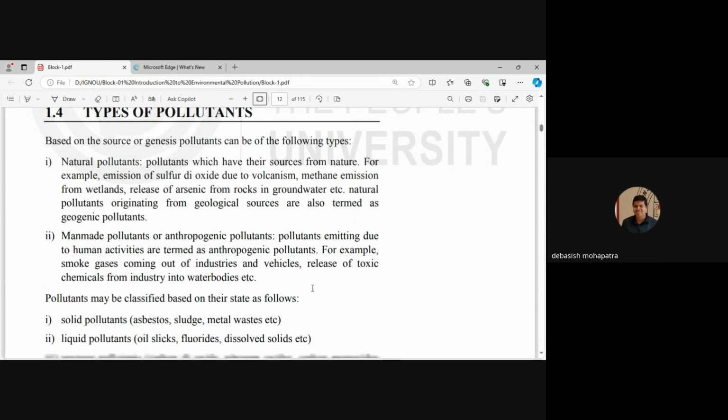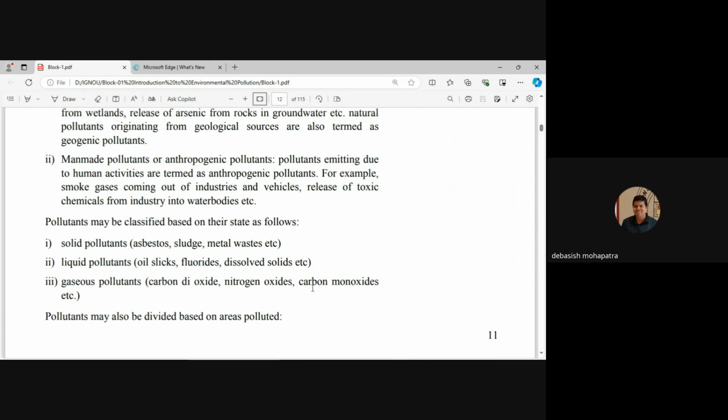Then we can say there is pollution on the basis of the state. Based on that, again it is of three types: solid pollutants, liquid pollutants, and gaseous pollutants. Solid pollutants are asbestos, sludge, metal waste. Asbestos is very dangerous because it consists of very small particles. If they are present in the air, then they can easily get inhaled through our nose and enter into our lungs. There they can cause problems to the lungs.